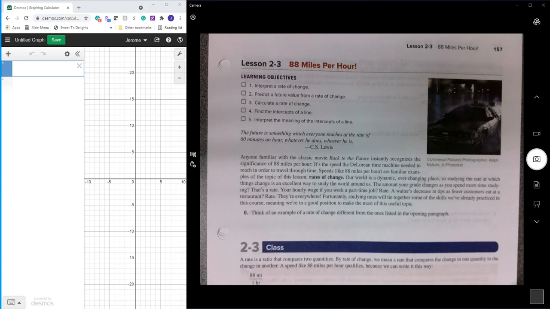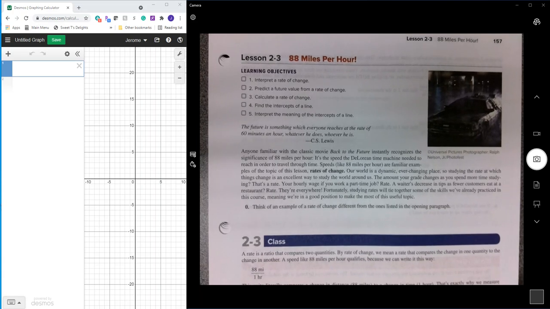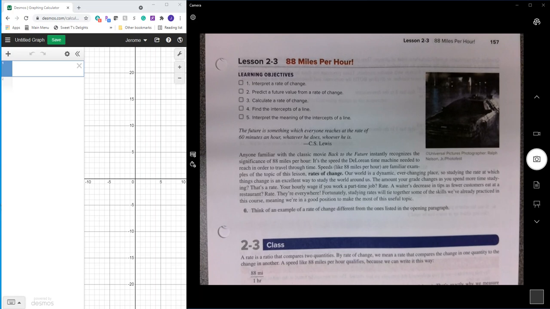Hello, class. We're about to start lesson 2-3, 88 miles per hour. And our page number is page 157.